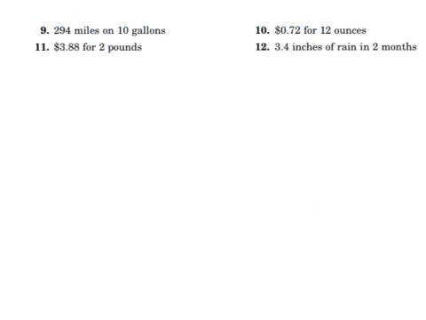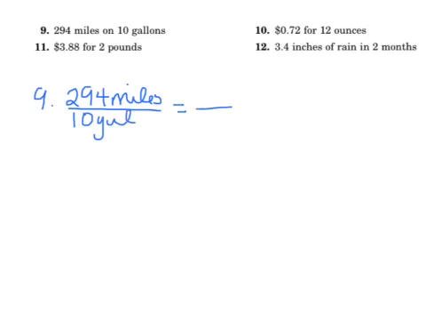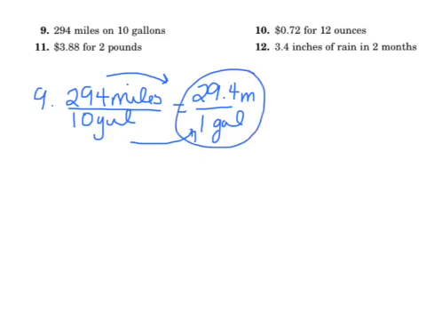Let's look at our own examples here. So number 9 here, I've got 294 miles on 10 gallons. Well, remember, I'm wanting to get that denominator to be 1. I'm going to get 1 gallon. Well, the way I get 1 gallon is I divide by 10. So I'm going to divide this by 10. Remember, dividing by 10 is just like moving a decimal point. So I end up getting 29.4 miles. So there's my unit rate, 29.4 miles per gallon.